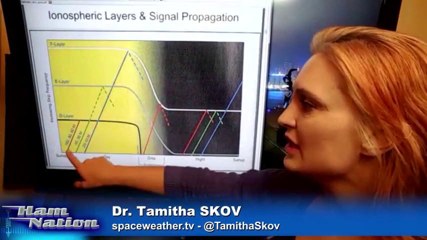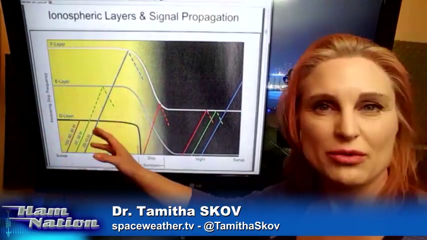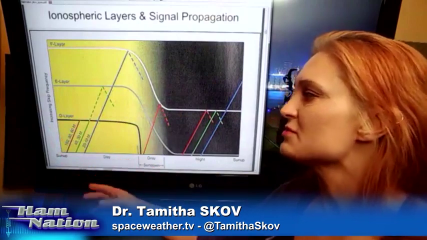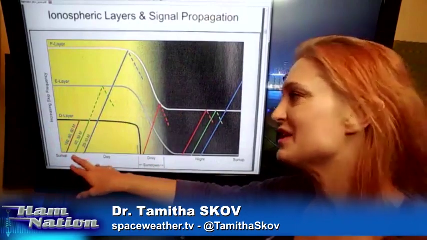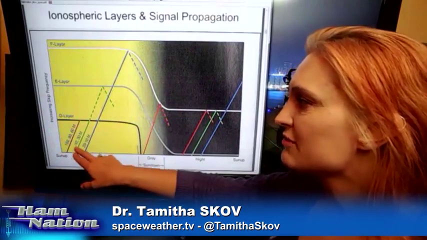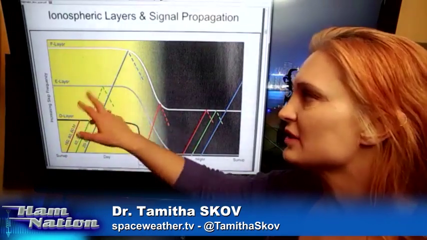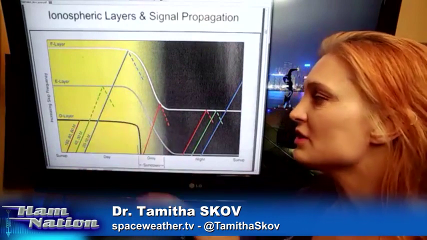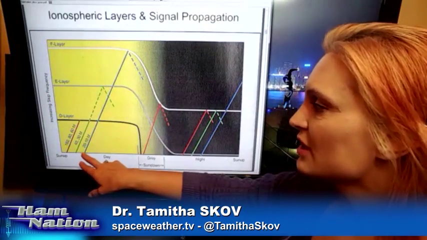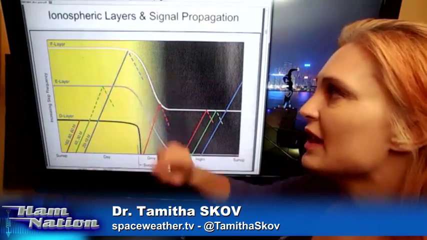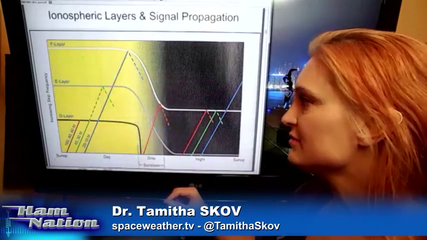Now during the daytime, your 60, 80, and 160 meter bands, forget it. The D layer pretty much absorbs them all, so you're going to have a hard time ever trying to use them during the daytime. Your 30 and 40 meter bands, however, will refract off the E layer, and you can get some good propagation there. Also, the 10 to 20 meter band will reflect off of the F layer.